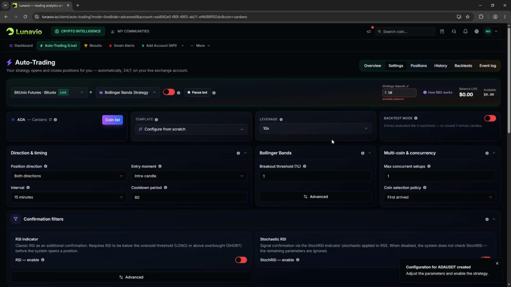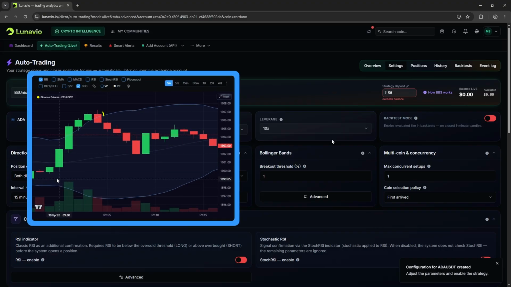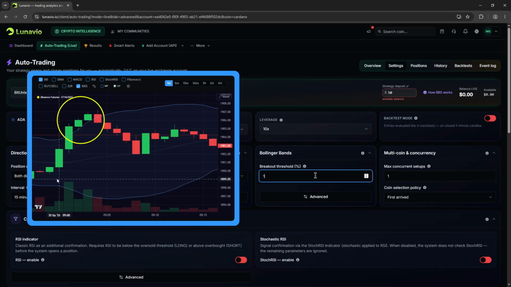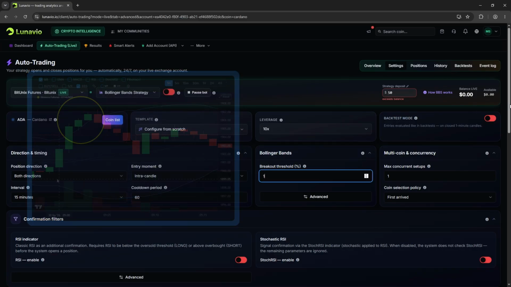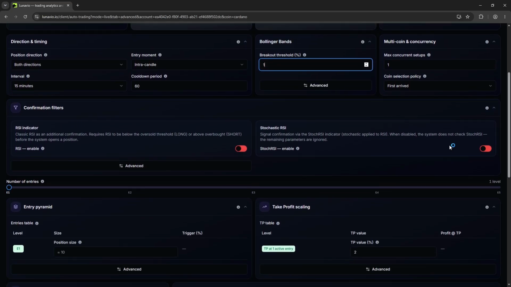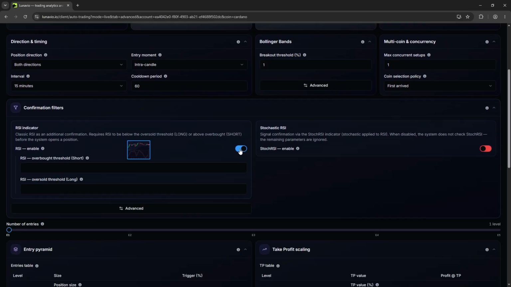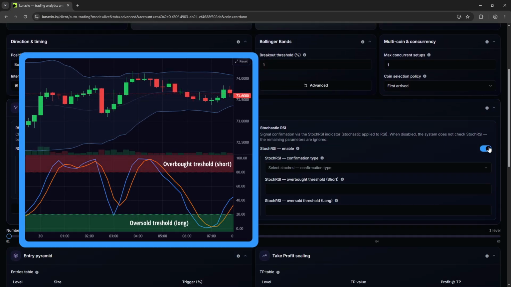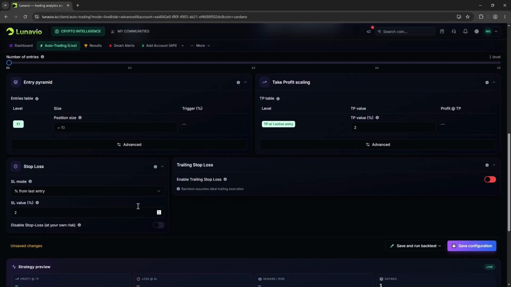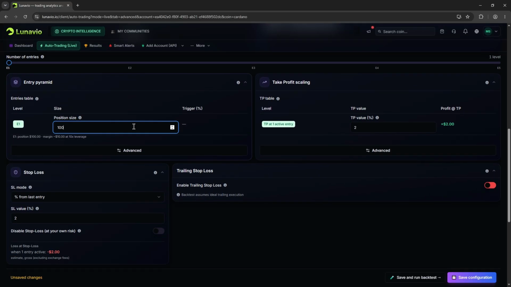For example, if your strategy is based on Bollinger Bands, Lunavio analyzes whether the price breaks out of the band at any point. Then it calculates the percentage of the breakout, so for instance, it will open a position only if the price crosses the Bollinger Band by, for example, 1%. You can also add other indicators like RSI or stochastic RSI with an additional trigger of crossing the lines. From there, you simply set your position size, take profit and stop loss levels.